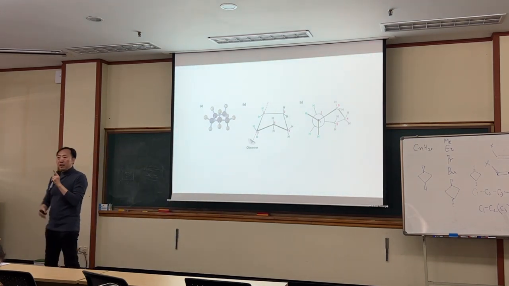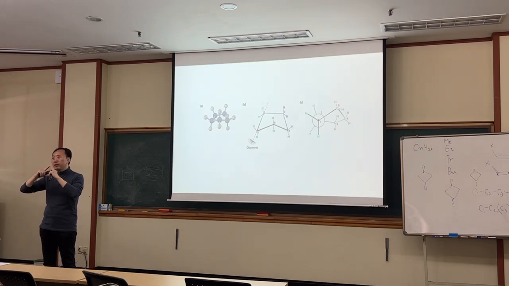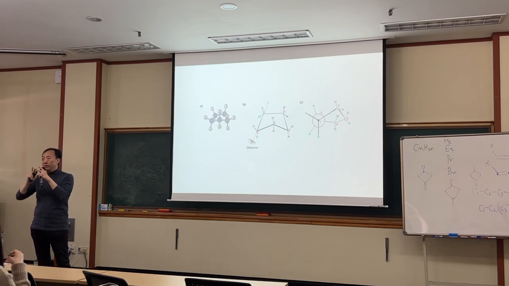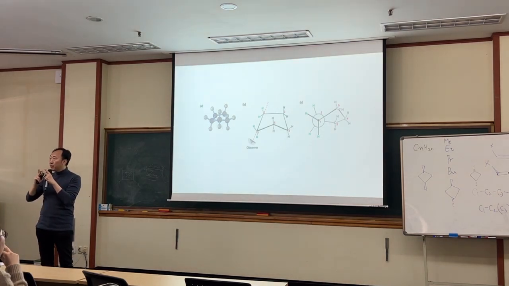So that means 3, no movement. It's a fixed eclipsed form. 4 is moving a little like this. 5-membered ring, now they are moving a little like this, but none of them is a very stable form. That means they are always moving like this. It's a less defined form.